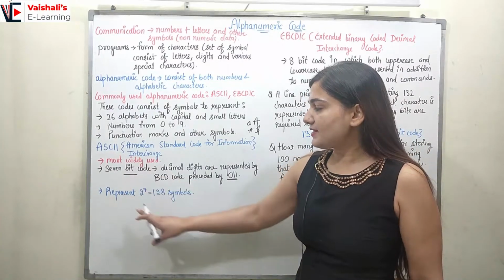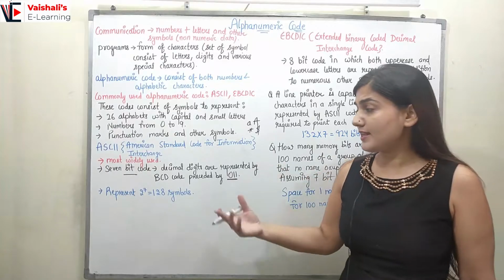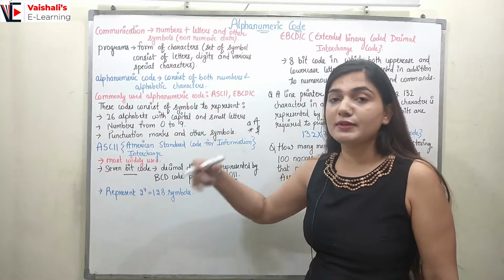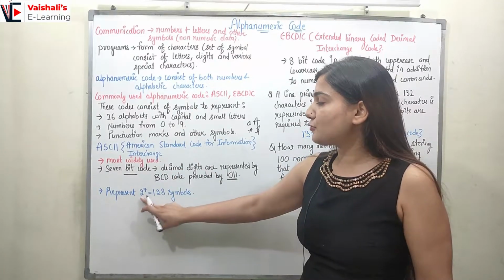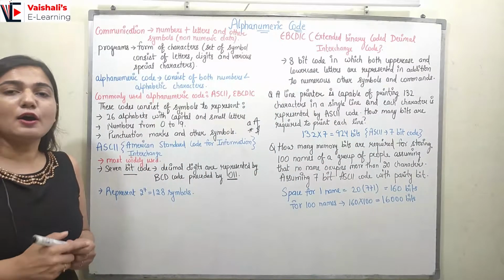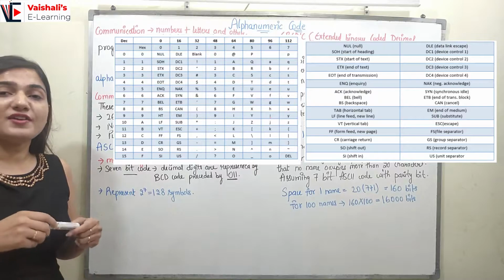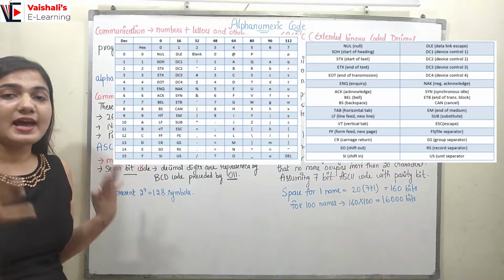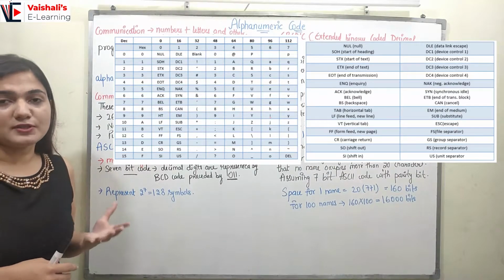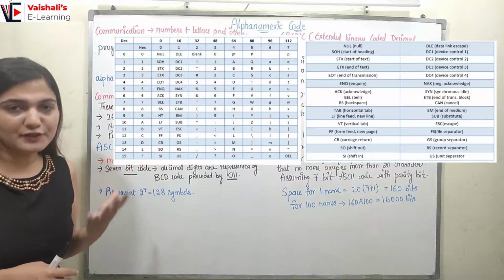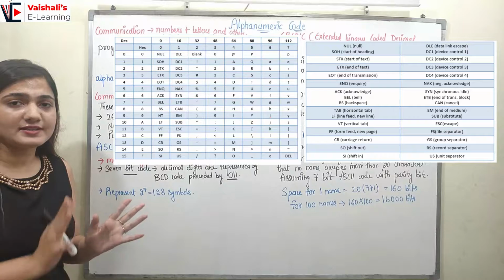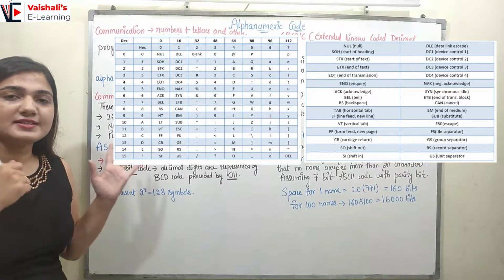Coming to the representation. If I have 7 bits, how many symbols can I get? 2 raised to power 7, because with each bit I can represent 0 or 1. So 2 raised to power 7 is the total number of symbols, which is 128 symbols for the ASCII code. Now you can see the various types of ASCII codes that we are using, the MSB and the LSB of the ASCII codes, and some commonly used abbreviations for the control characters, like ACK is used for acknowledgement.